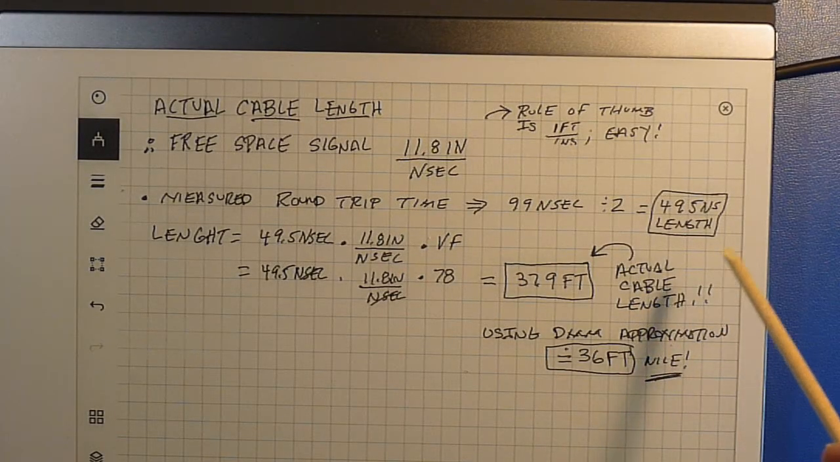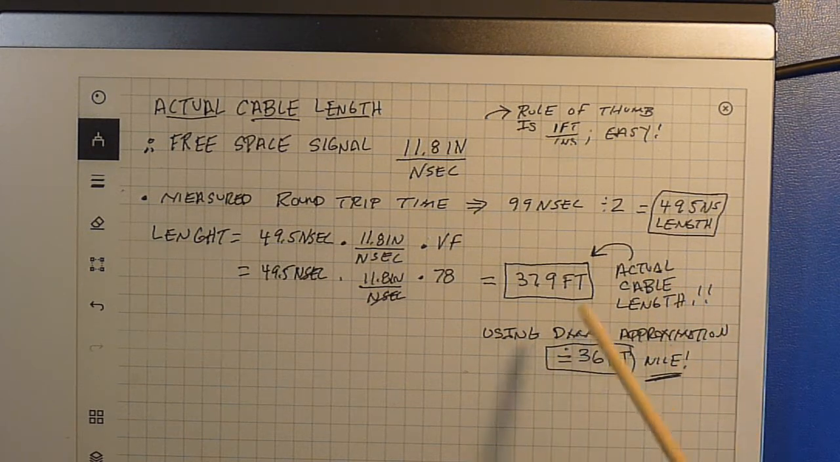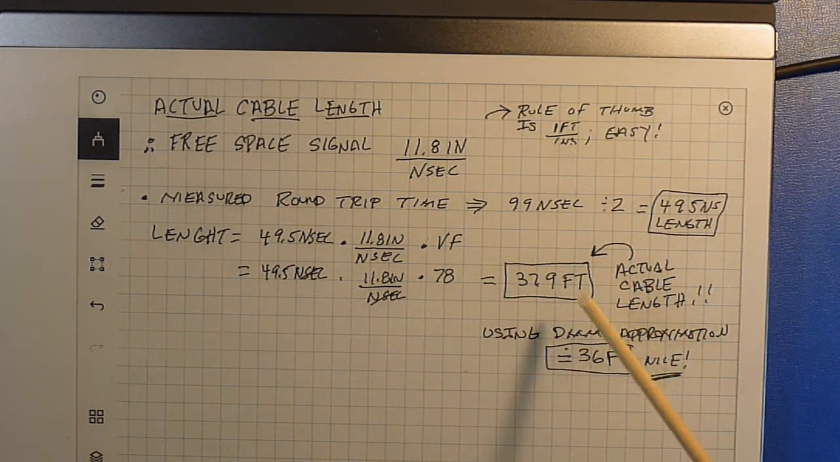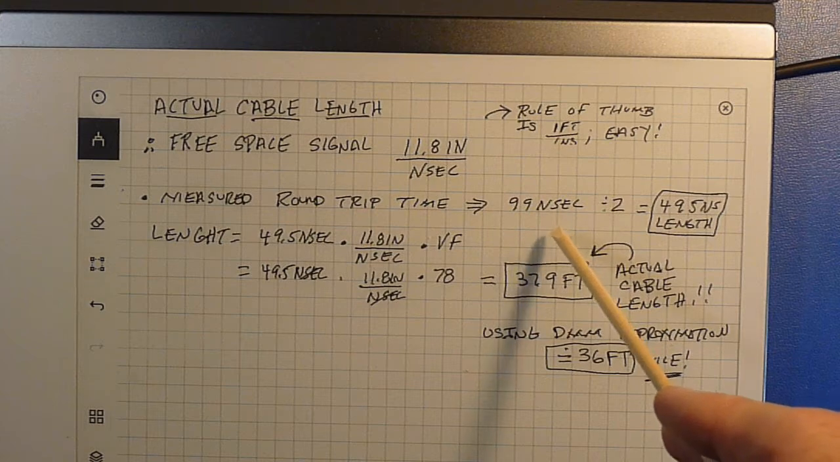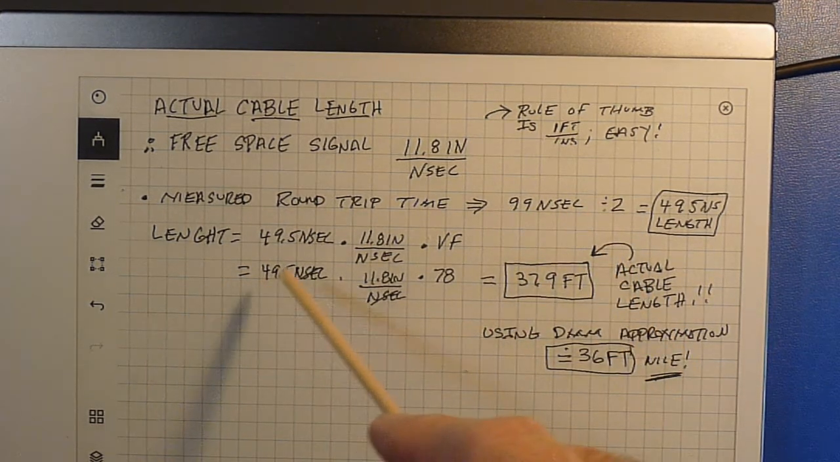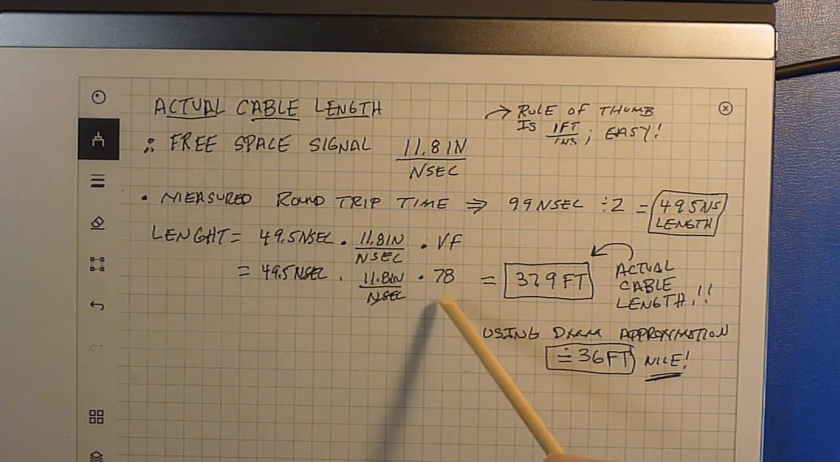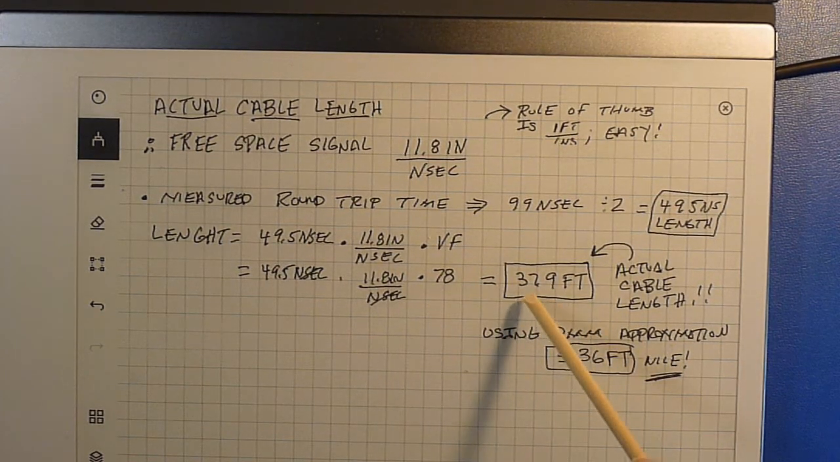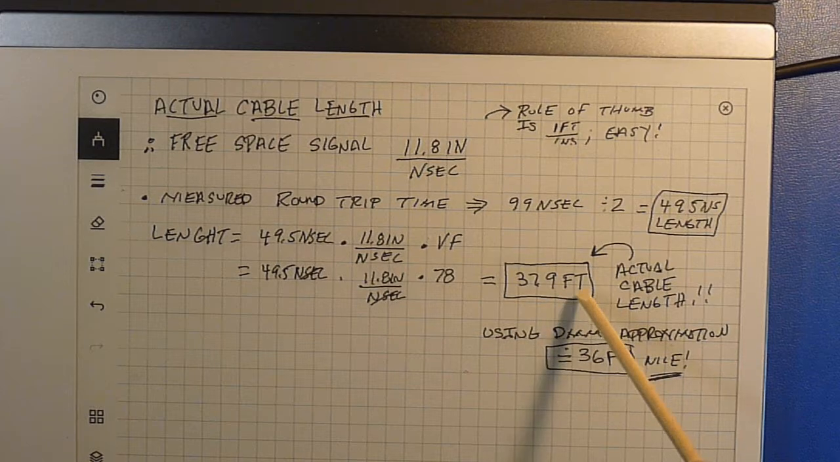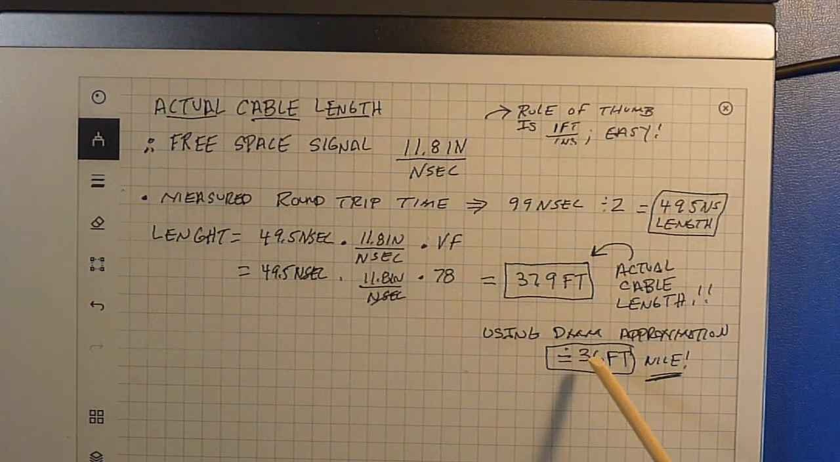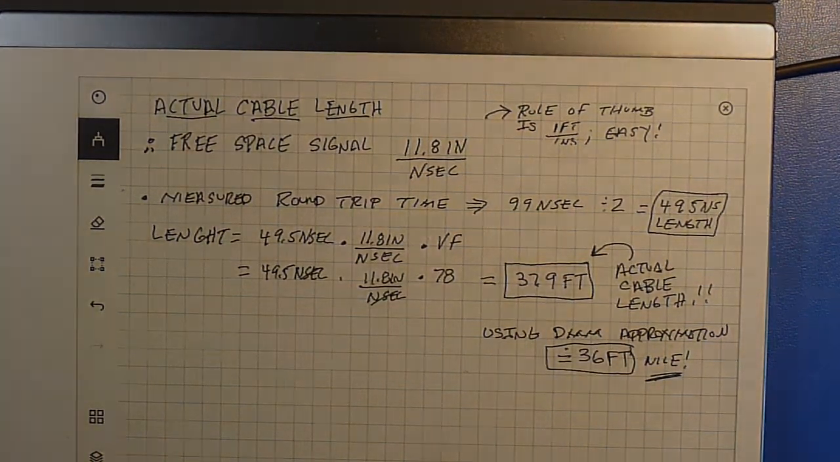And here's the actual length of the cable using our TDR measurement approach of 99 nanoseconds round trip. We looked up the spec sheet on the cable. It came out to be 78% velocity factor, so that's a length of 37.9 feet. So we're using our little DMM approach, rule of thumb on capacitance. We measured 36 feet, so that's pretty close.